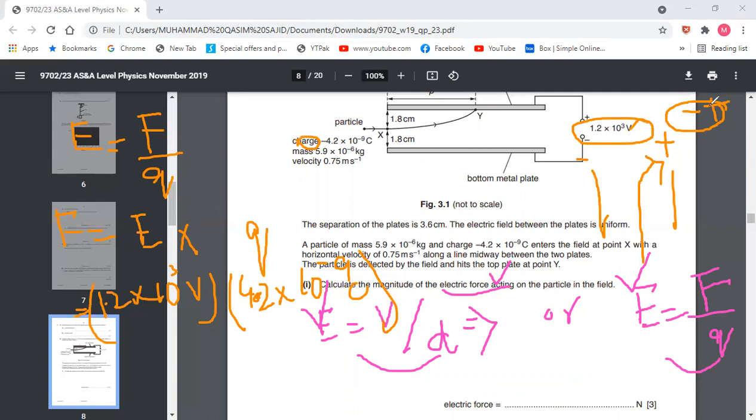So F equals 1.2 into 10 raised to power 3 times 4.2 into 10 raised to power minus 9. So it equals how much? 5.04 into 10 raised to power minus 6 Newton. So this must be the answer.